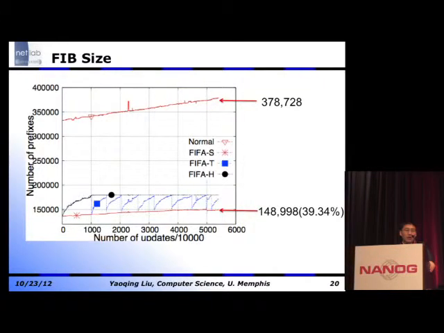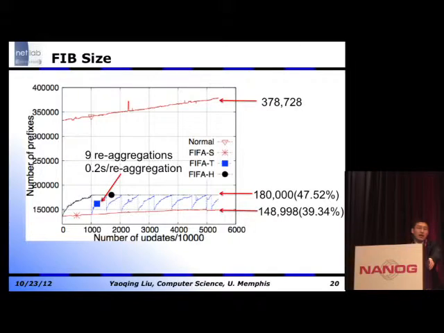And for FIFA-T and H, we have to set a threshold. We set the threshold as 180,000. So the blue line represents the results for FIFA-T. As you can see, it periodically does the reaggregation, and there were 9 reaggregations in 2011, and each reaggregation is about 0.2 seconds. And the black line is the FIFA-H results. As you can see, before the threshold is reached, it has the same FIB size as FIFA-T. But once the threshold is reached, the FIB size will stay around the threshold, and no reaggregation. So overall, the aggregation can aggregate more than 50% of the FIB entries.